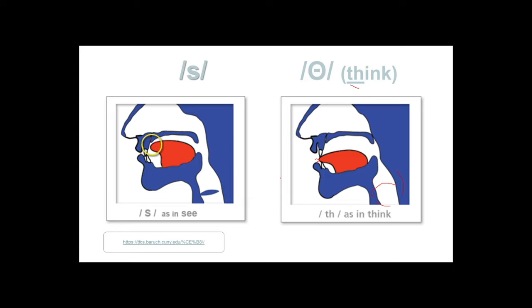Some people talk with what's called a lisp, that is, they have a hard time with some words.